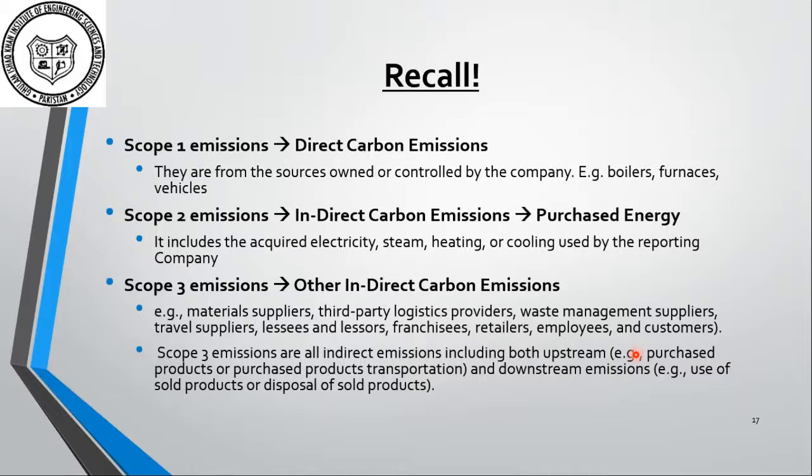So all the indirect emissions are the upstream and downstream emissions that are not really concerned with you, but are mostly associated with the organizations or the people working with their organizations. This is something that we measure in scope 3 of the emissions, that is all other indirect emissions. Scope 3 emissions include both upstream, for example purchased products or purchased product transportation, and downstream, for example use of sold products or disposal of sold products. All these things are included in your carbon footprint.